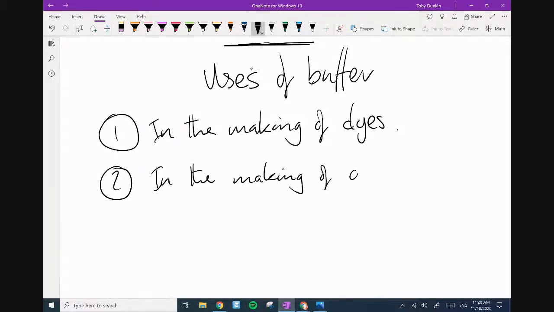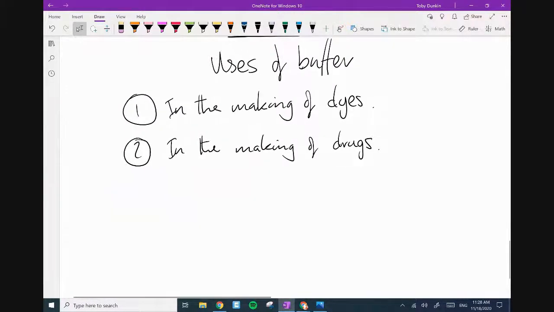Dyes is a preferred answer. But as drugs have become more and more complicated, they have now become very pH sensitive. Some drugs are sold as the salts, and some drugs are not, so they're also pH sensitive. It can also be used in foods to regulate pH.